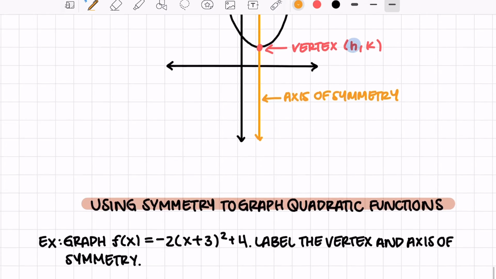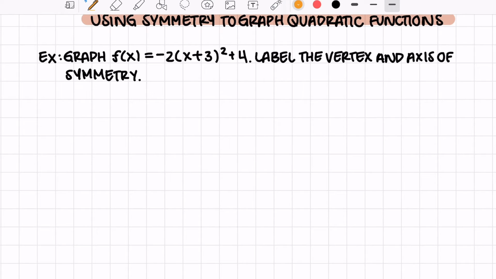Alright, let's try using the symmetry to graph out a quadratic function. Let's say you are asked here to graph f of x is equal to negative 2 (x plus 3) to the power 2 plus 4. We want to label the vertex and the axis of symmetry. So if I'm going to do that, starting with number 1, I'm going to identify my vertex.